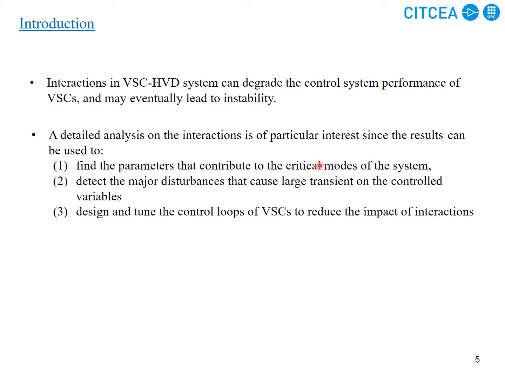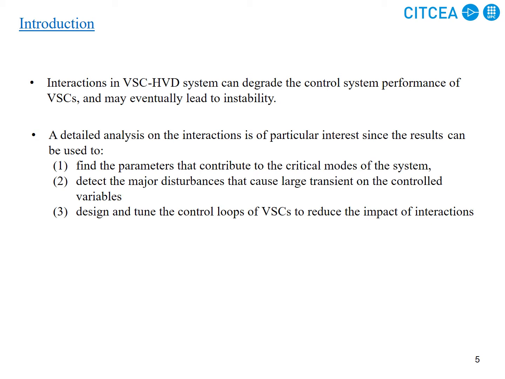The reason we need to classify the interactions in an HVDC link is to find the nature of many problems in the system. In any kind of system, including an HVDC link, there are some specific critical modes with very low damping that, if they go unattended, may lead to instability. So with interaction analysis, we can find which parameters are actually interacting with each other and giving rise to the critical modes of the system.